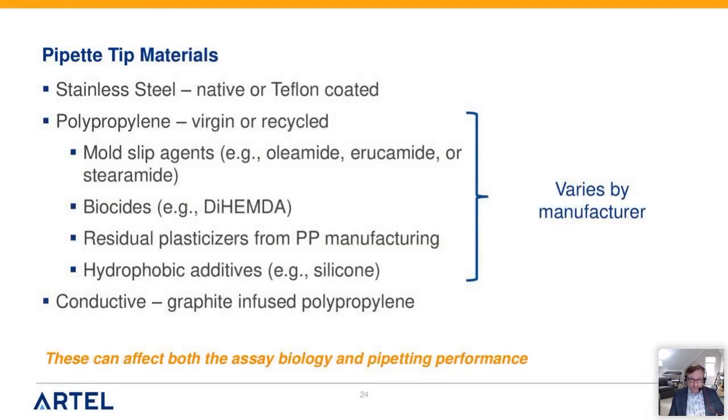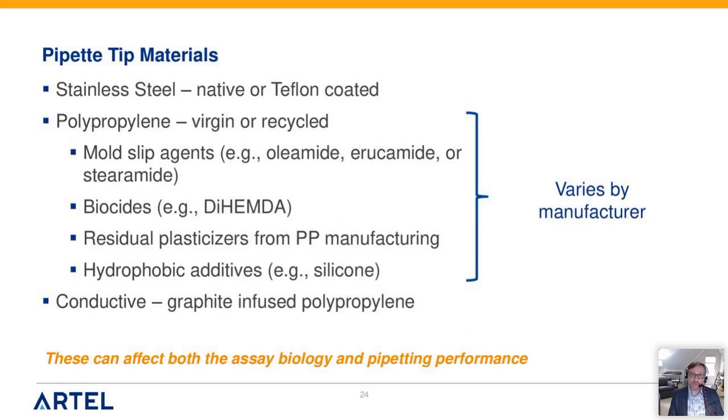And as I promised, we're going to talk a little bit about the pipette tip materials. Stainless steel, either native or Teflon coated, those are available. A lot of times those are used to pierce septa, to pull samples out and then reformat them. But by far the more common ones are these polypropylene. And these are the ones that really vary by manufacturer.